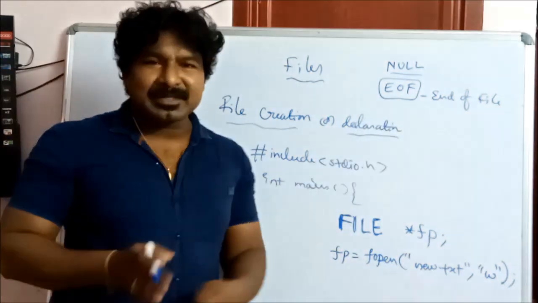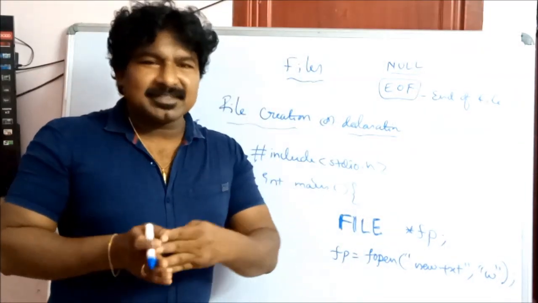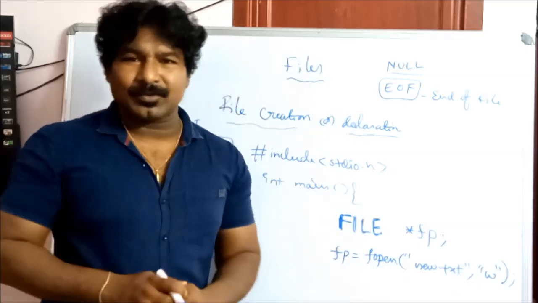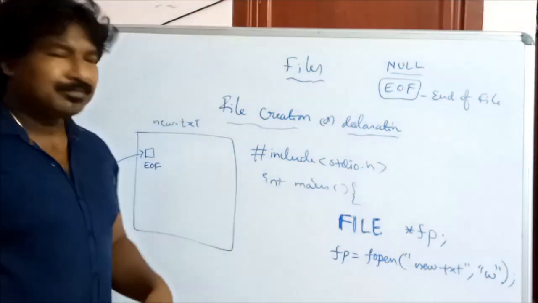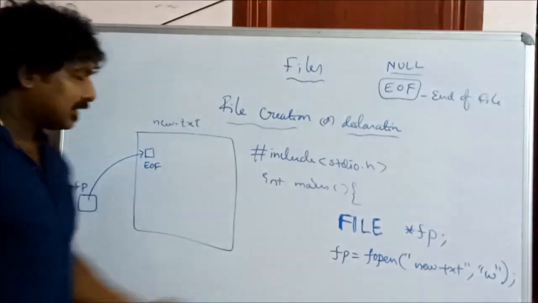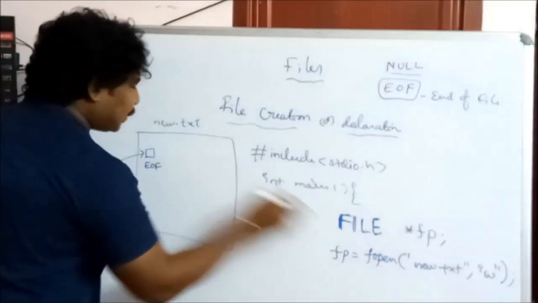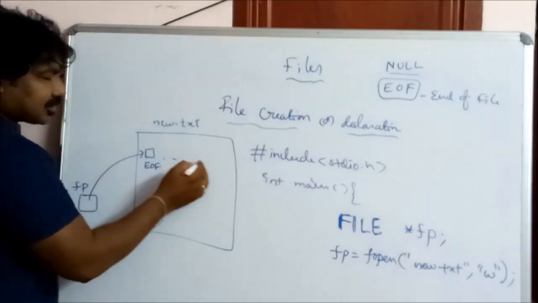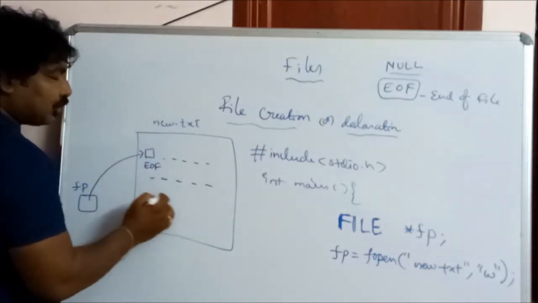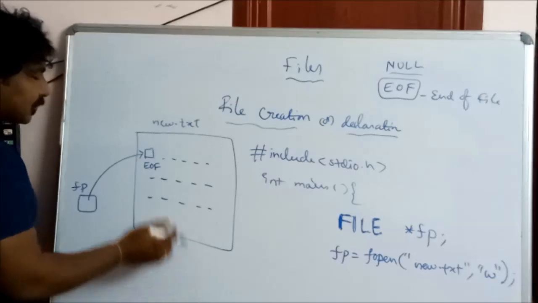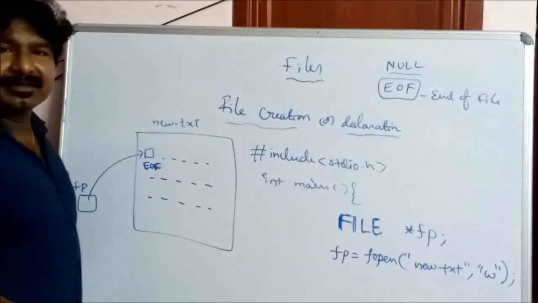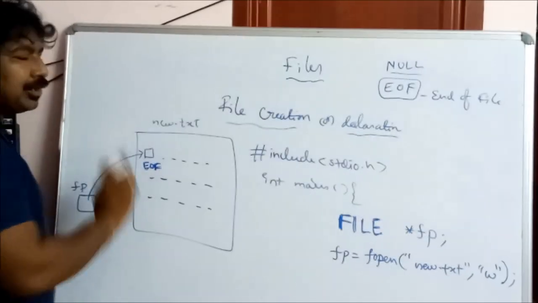Similarly, EOF will represent the end of the file. That means there is no other information inside the file, so that will be the last character. Okay friends, so what happens? When you do this, fp will be open here and a new.txt file will be created with the write mode. Since I have just newly created my file, there won't be any data in my file. So the first character will be EOF, that's it. My file pointer will point to this.